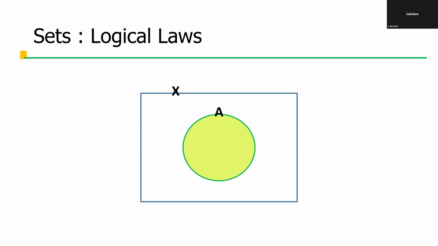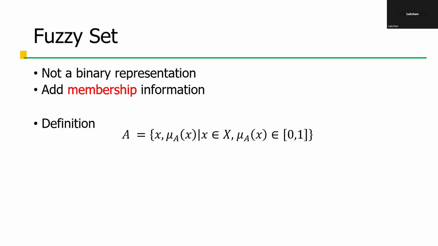Okay, this is what we already discussed, the logical laws. So then we will be talking about the fuzzy sets. Fuzzy sets means it is not a binary representation like the classical sets, and you can have the membership information. That means we will be discussing that with the examples, but not the binary whether it belongs to this set or not.